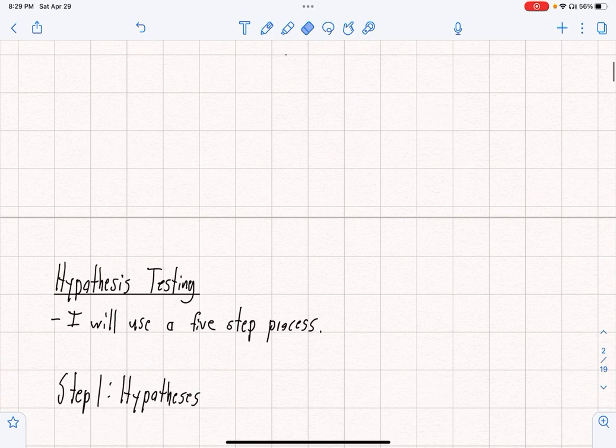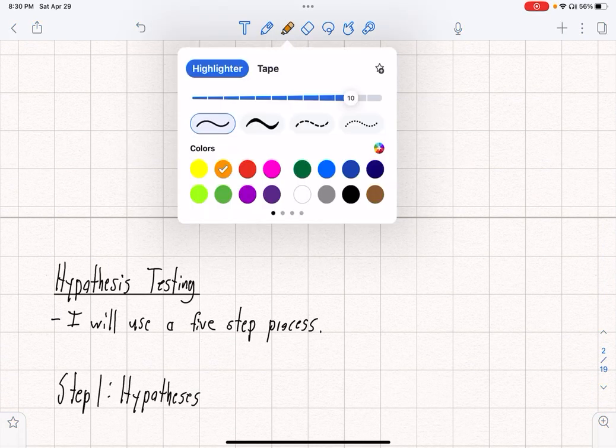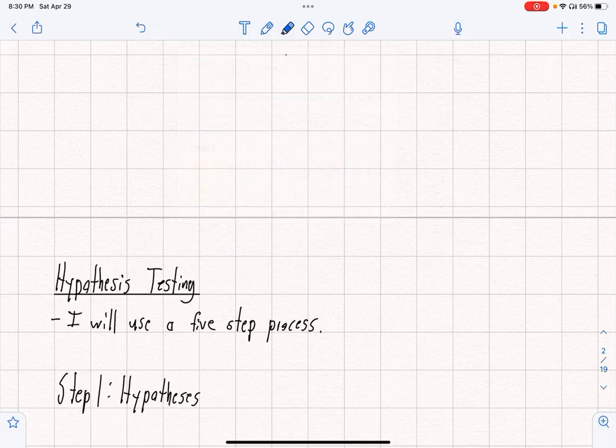So we're going to use a 5-step process. So I think if you look in the PowerPoint, it's a 6-step process. It doesn't really matter. Let's just go with 5. We're doing the same thing. I just think this is the most convenient way to go about this. So the first step is to formulate our hypotheses, which are really just our research questions of interest.